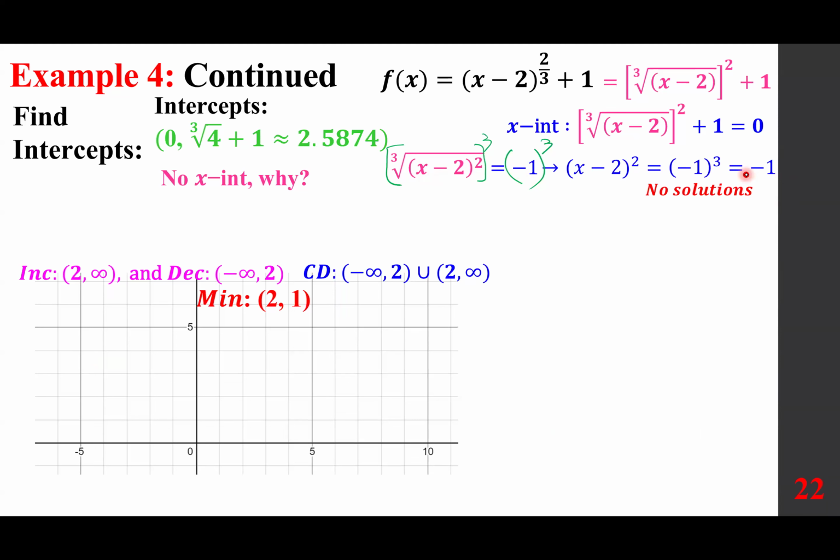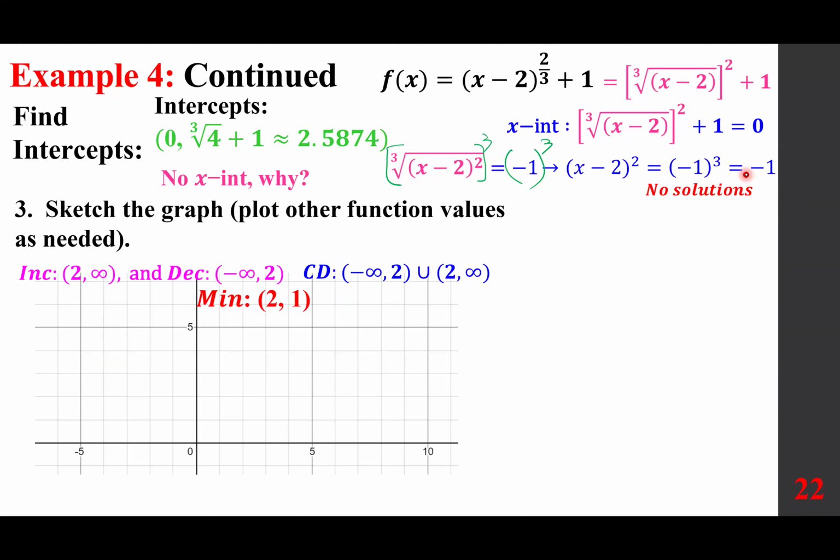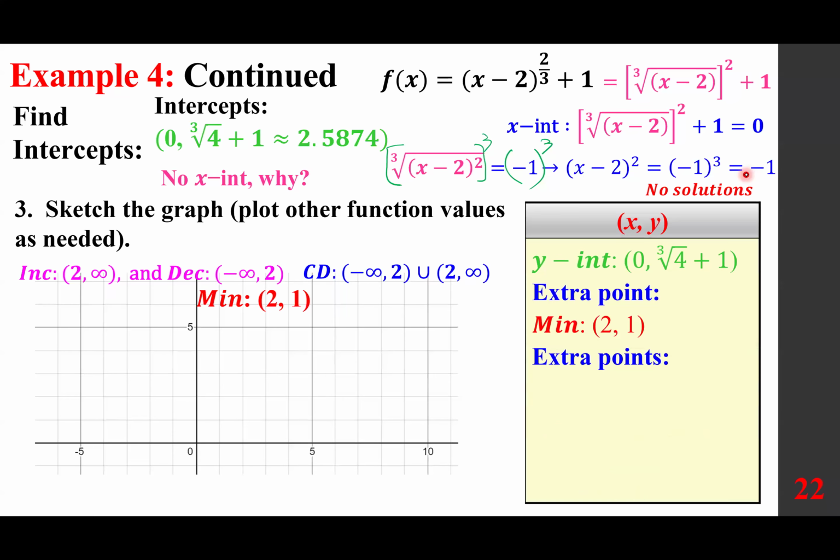So how do we graph? Let's put everything we have. We have only 2 points. We have the y-intercept and the minimum at (2, 1). Let's pick a few easy points. So I'm going to start with 1. And if you put the 1 here, see how easy it goes? 1 minus 2 is what? Negative 1. Cube root, negative 1 squared, positive 1 and 1 is 2.